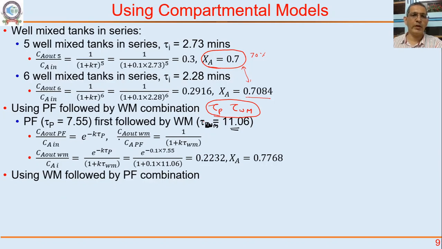For a plug flow, it would have been e raised to minus k tau p. For a well mixed, it would have been 1 by 1 plus k tau well mixed. So CA out by CA in, for the outlet of the well mixed divided by the inlet to the plug flow, would be e raised to minus k tau p divided by 1 plus k tau wm. Calculate, you will get XA equal to 77.68. 77.68% conversion we would have got.